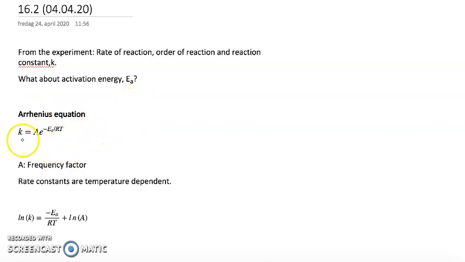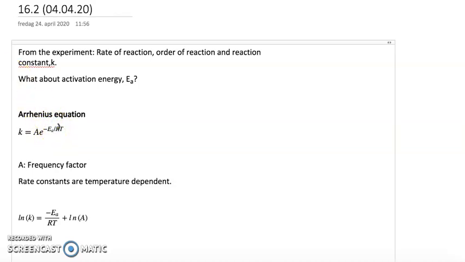So the Arrhenius equation is the reaction constant equalized to the frequency factor. We haven't looked at the frequency factor so far. The frequency factor is specific for each reaction, but it's not dependent on temperature. So if you run a reaction at different temperatures, the frequency factor will be the same. And we know E from mathematics. And we have activation energy, gas constant, and temperature.